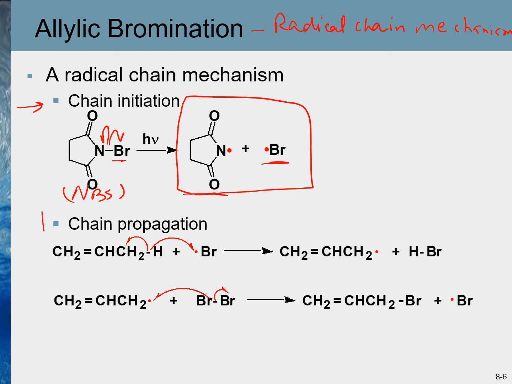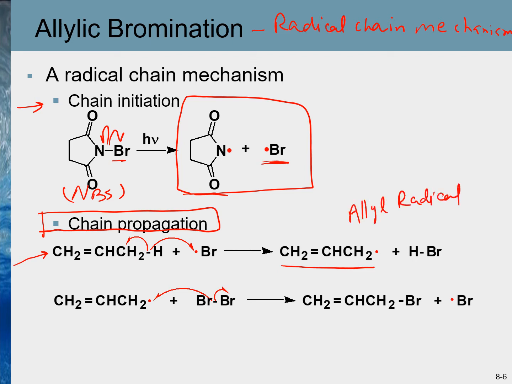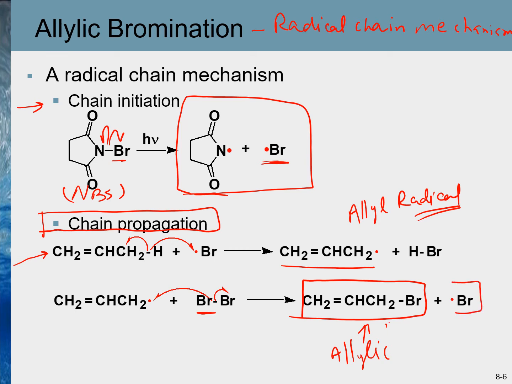The next step is the chain propagation step. The bromine radical, which was formed in the chain initiation, reacts with the alkene, and it results in formation of an allyl radical, as shown here. We know that allyl radical is stable because of resonance, and the allyl radical then continues the propagation steps by grabbing a bromine group, resulting in formation of a bromo substituted alkene. This substitution takes place at allylic position, and along with the bromo substituted product we will generate another bromine radical.